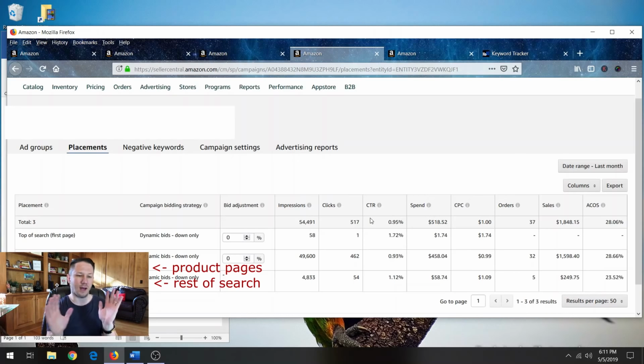So that's why, if you have one keyword or one high-performing product page in its own campaign, you can see all this information. If you have 50 keywords in one campaign, it's going to be very hard to decipher what keyword all this information is for.